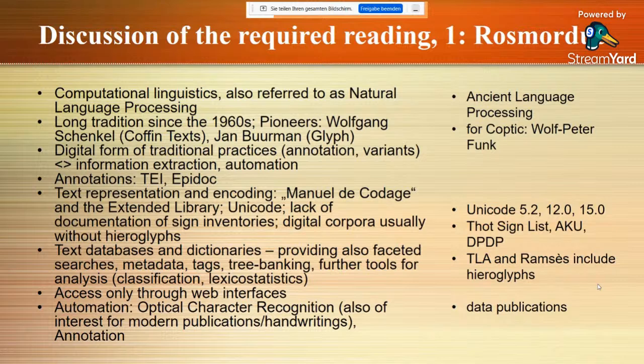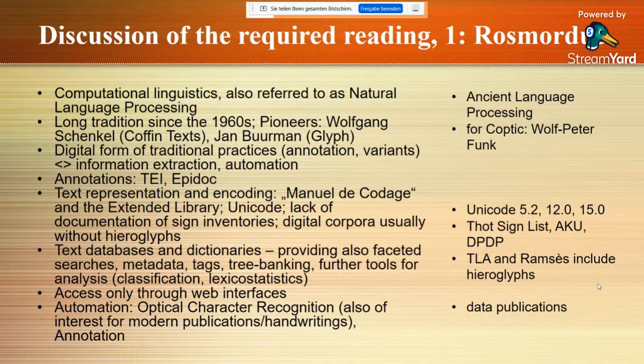And then Serge mentions that there are two ways to do digital Egyptology. One is to transfer the traditional practices of Egyptology into the digital sphere, like, for instance, annotation or comparing of variants, and to use the possibilities, the searchability, the filtering, the sorting, and so on. And the other one is things that you couldn't do before, types of information extraction, automation of certain tedious tasks. I will come back to that at the end.